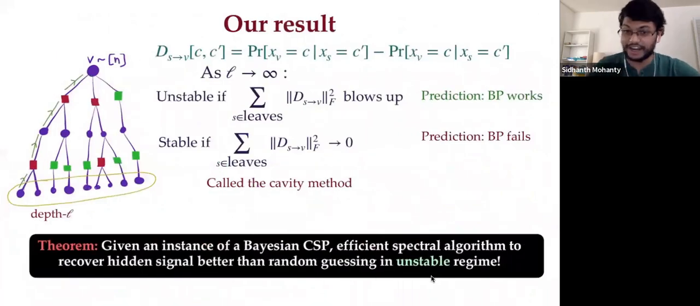And I did hint at what our result was, but now I can state it formally. Given an instance of a Bayesian CSP, there's an efficient spectral algorithm which can recover the hidden signal better than random guessing would, whenever you're in the unstable regime, whenever this correlation blow up happens.